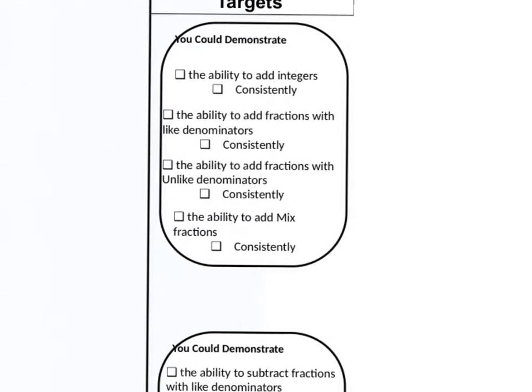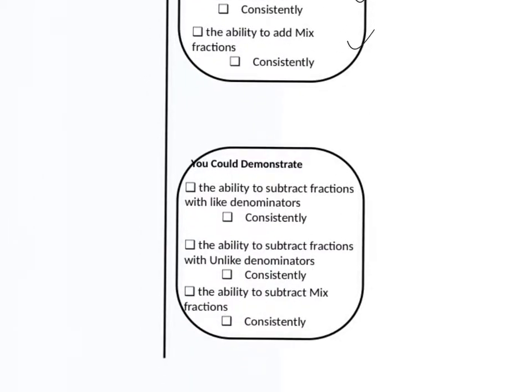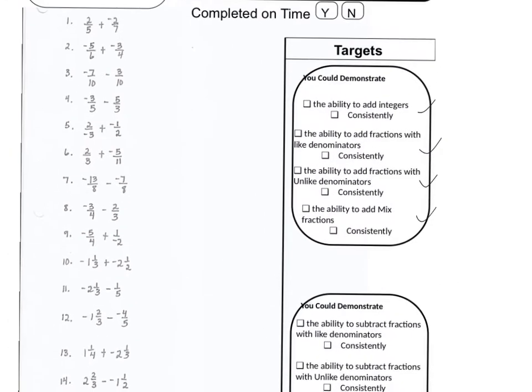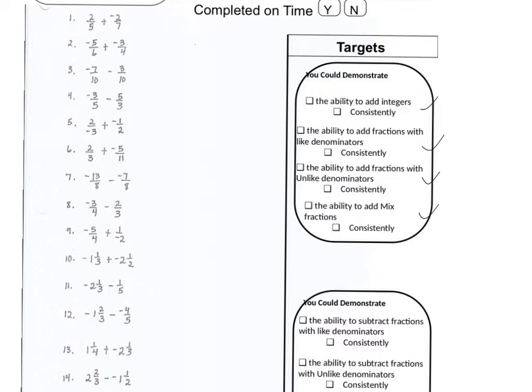So again, we're dealing with integers, positive and negative fractions, like denominators, not like unlike denominators, and the ability to add mixed fractions, as well as subtracting fractions, subtracting unlike denominator fractions, and the ability to subtract mixed fractions. Okay, so those are the key things that we need to do. This should be a review for us, and fractions does seem to be a challenging part for a lot of people, so let's just pick a couple and we'll go from there.